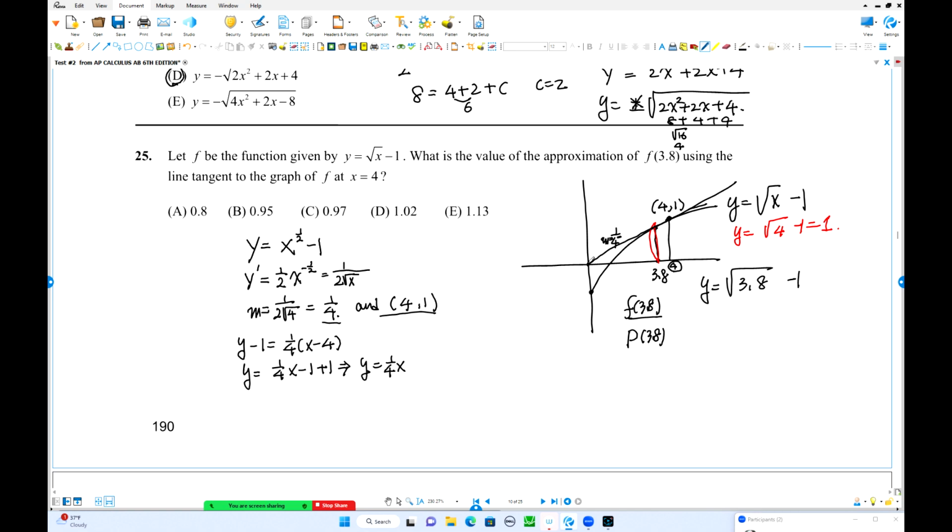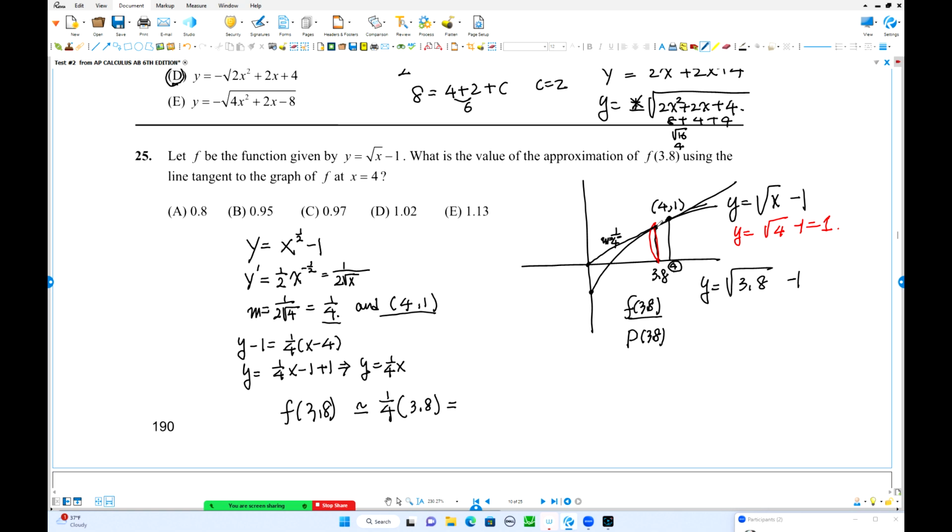Using this, we can find the approximation at x equals 3.8. Just put this number into the equation. What is the value of y? So the approximation of f of 3.8 is about 1/4 times 3.8.